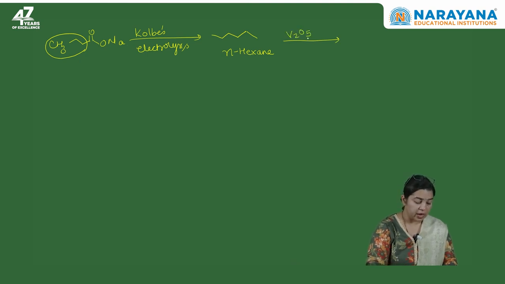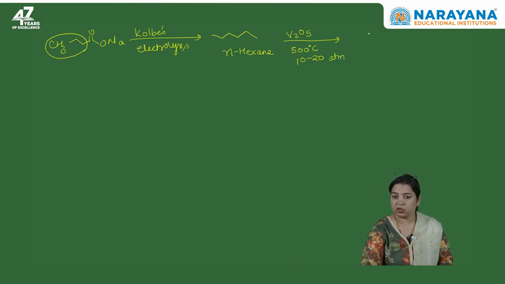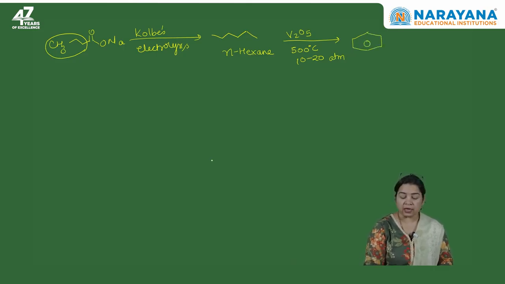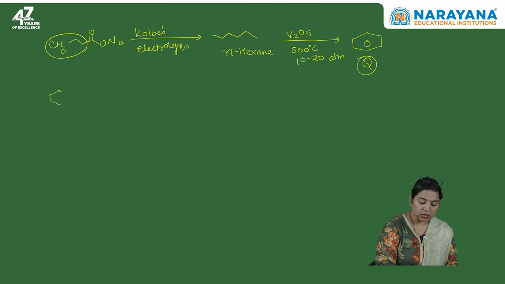Step 2 is V2O5 at 500 degrees centigrade and 10 to 20 atmospheric pressure. Now this pressure is sufficient to cause aromatization. This is aromatization of alkanes and the product is benzene. So Q is formed. We have got Q. Now this Q is taken forward for the next reaction.